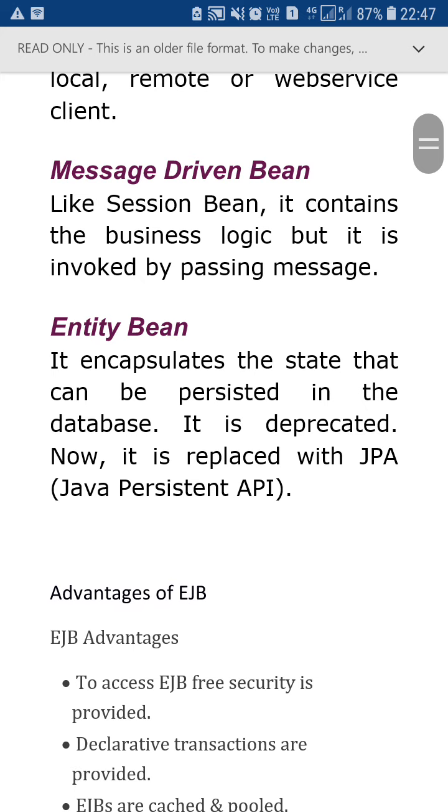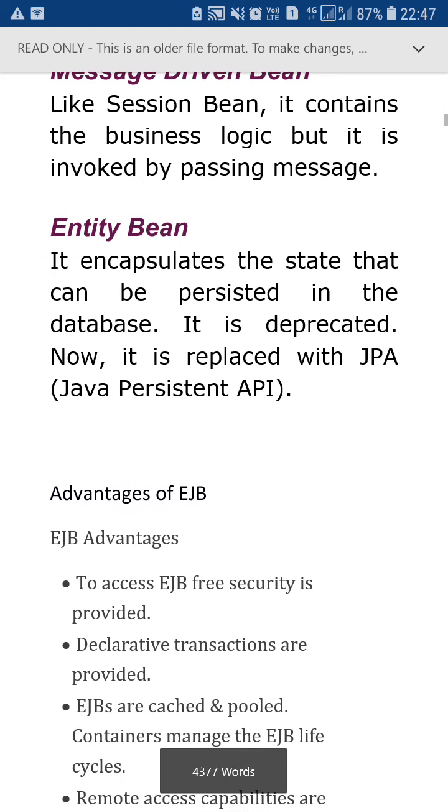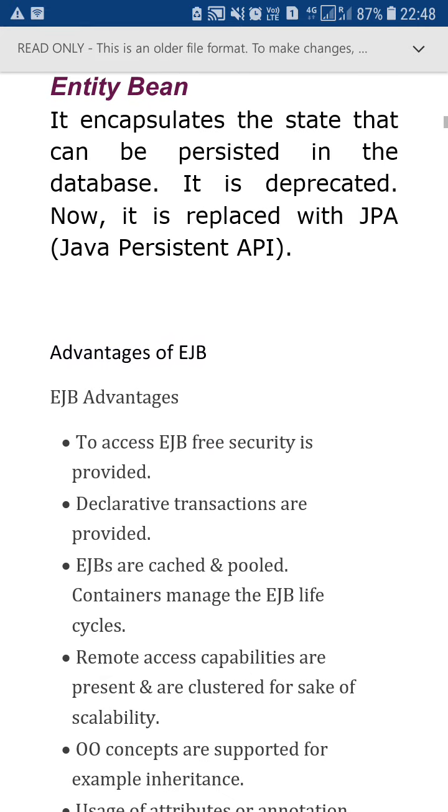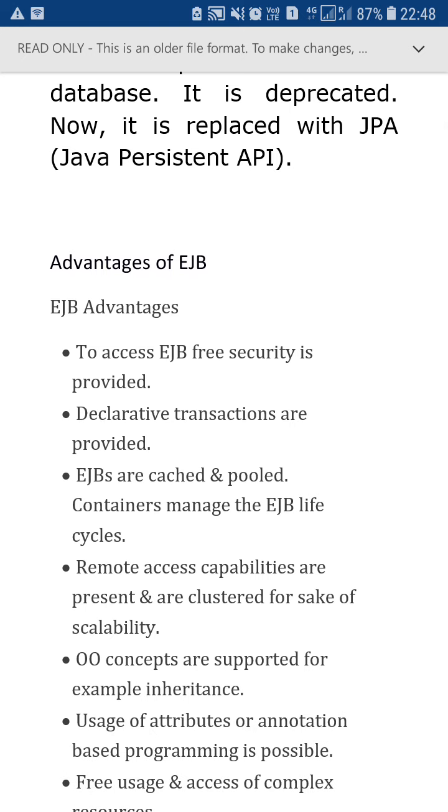What are the advantages of using this EJB? We have seen that EJB provides us free security. That's why we can use this EJB. Declarative transactions are provided. These EJBs are cached and pooled easily from the container of the EJB lifecycle. Then when we require application remote access, we can use EJB. It also supports the inheritance concept of OOPS.